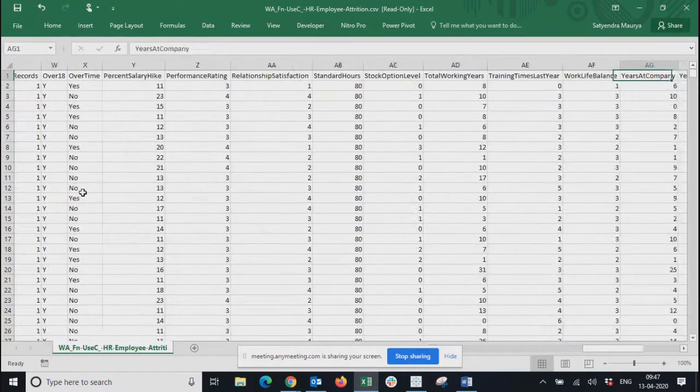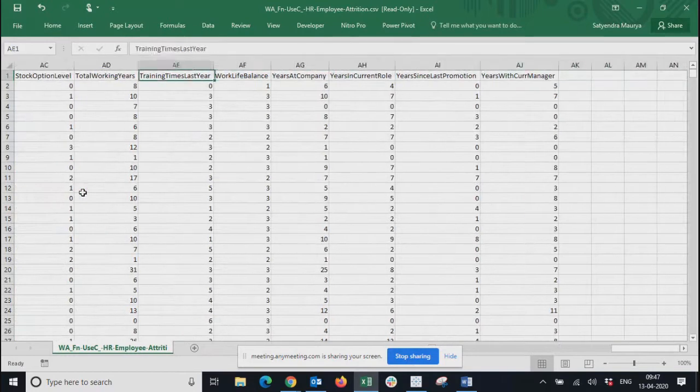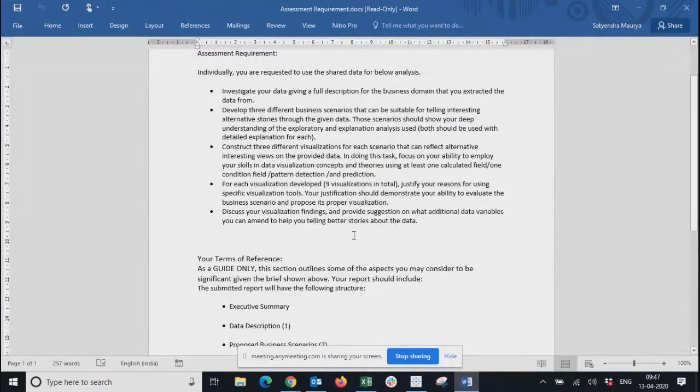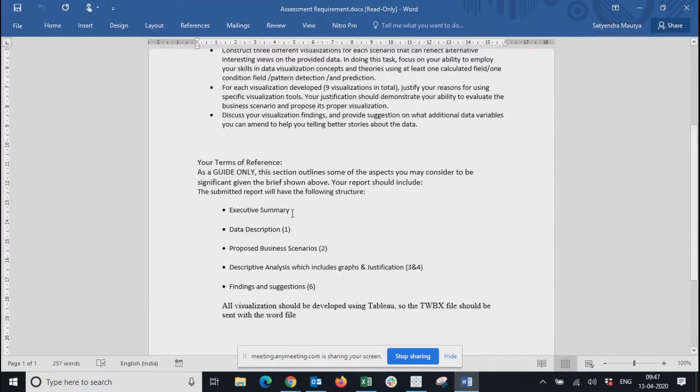So there are a number of fields over here you can see, and these fields will help you identify why there is a huge attrition, and out of these fields, which fields you should use in order to reduce attrition, right? So as a deliverable, we are looking for one executive summary, basically the combination of 3-4 charts, then a description about the data, which I have already just told you, and then proposed business scenarios, like what should be done in order to decrease the attrition or control the attrition.